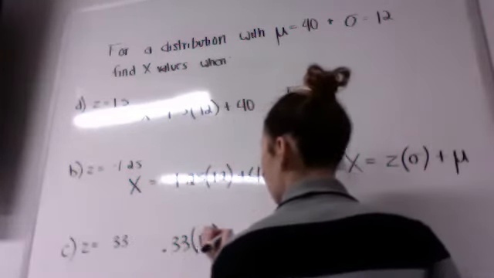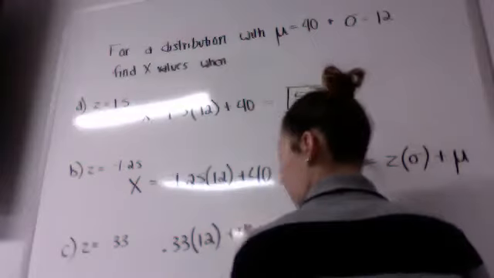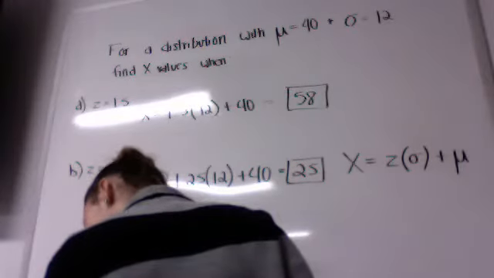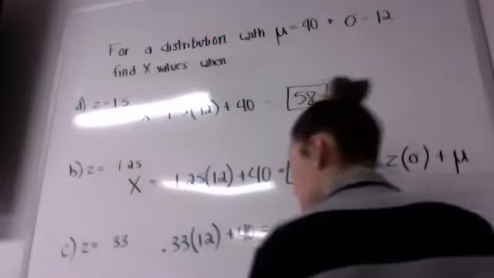For this one here, we do our 0.33 times 12, and we add our 40. When you do that multiplication and then add, you get 43.96.